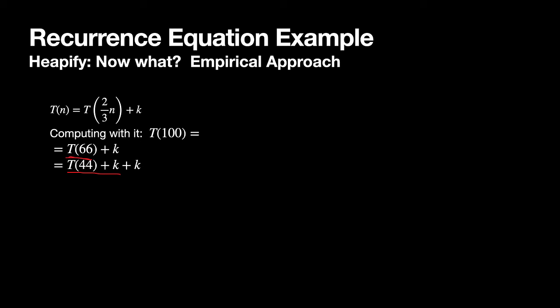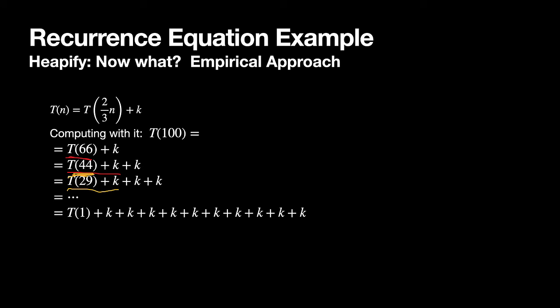So how much effort does it take to solve a problem of size 44? Well, we can plug it into our recurrence equation. We have to solve a problem that's 2/3 this size and do k units of work. So 2/3 of a problem of size 44 is a problem of size 29, and we have our constant work that we have to do. You get the idea. We could continue applying this over and over again, and eventually we end up with some sort of base case, a problem of size 1 or a problem of size 0, and a whole bunch of k.